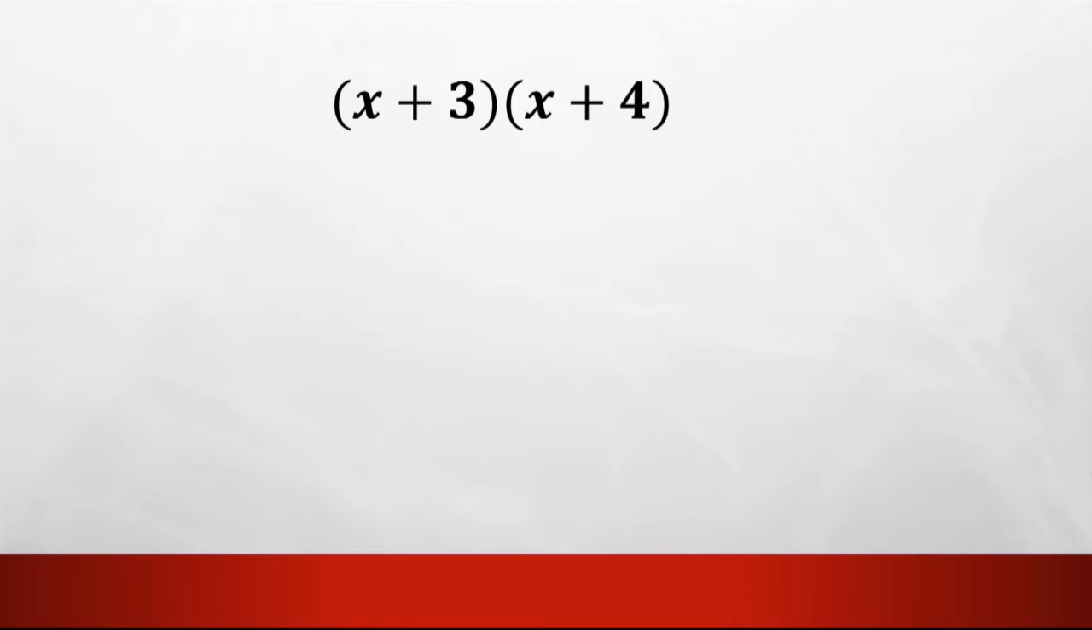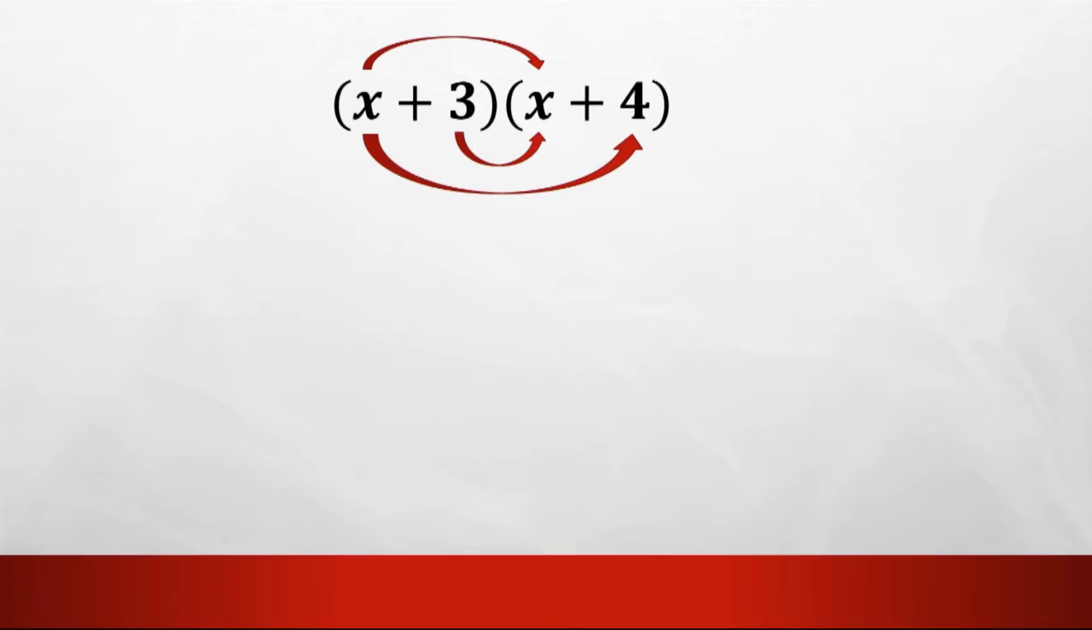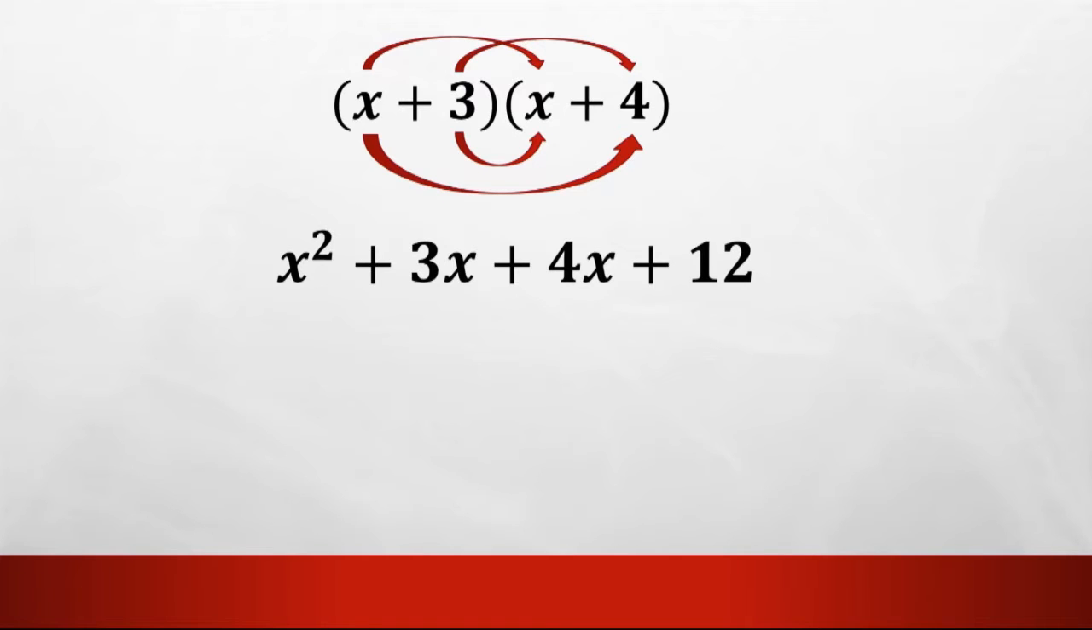So let's have another refresher about multiplying out brackets. Here we have a pair of brackets multiplied together. Everything in the first bracket must be multiplied by everything in the second bracket. So this x has to be multiplied by this x to give x squared. 3 multiplied by x is 3x. That x multiplied by the 4 is 4x. And finally, the 3 multiplied by the 4 is 12. So altogether you get this.